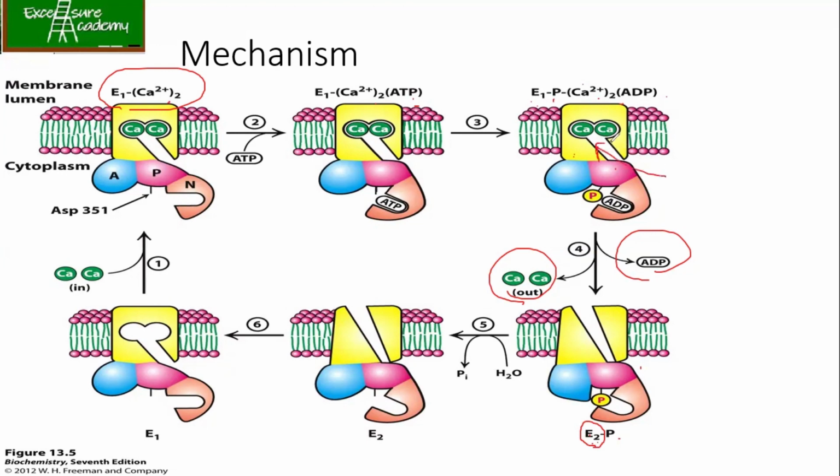ये यहाँ से open होके यहाँ पे bind हुआ है. Now it has opened from the top. So there's a conformational change and because of which now the enzyme is in second state. So ये E2 हो गया है.